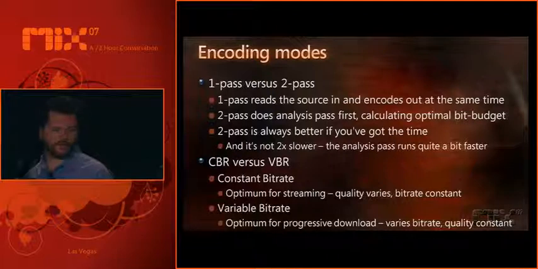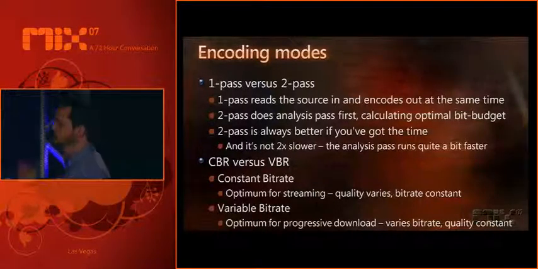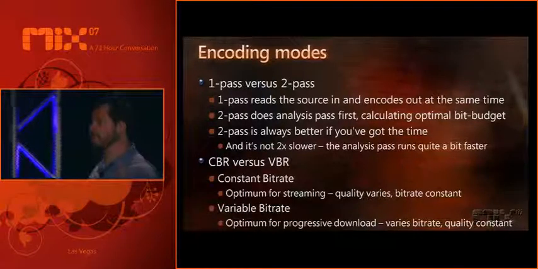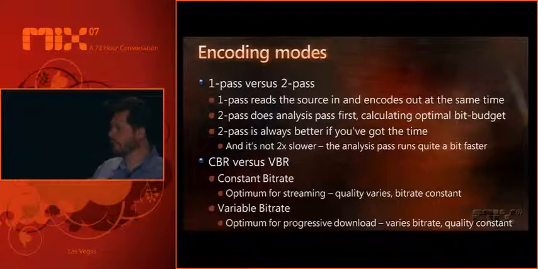Next, constant bit rate versus variable bit rate. Basic rule of thumb is if you're doing streaming, you're going to use constant bit rate. If you're doing progressive download, you're going to use variable bit rate. Simple as that.